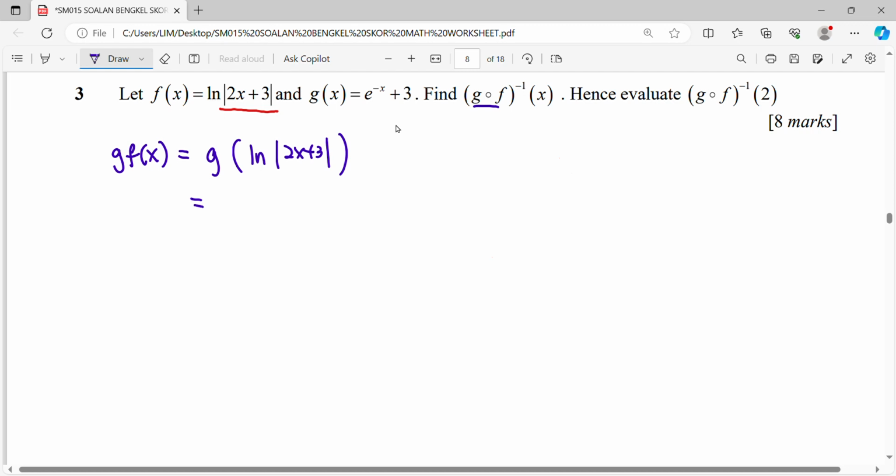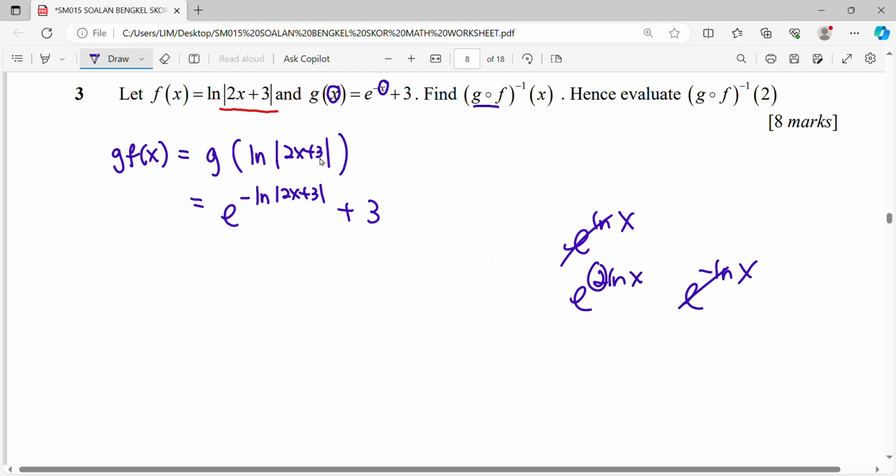Okay, so substitute your f(x), then substitute this in g(x). How to substitute means the place of x here is substituted by this log. e to the negative ln(2x plus 3), plus 3. So most of the students, when they see e to the power of ln, they just cancel. Wrong. e to the power of ln x, yes. Not for e to the power of negative ln, you cannot just cancel.